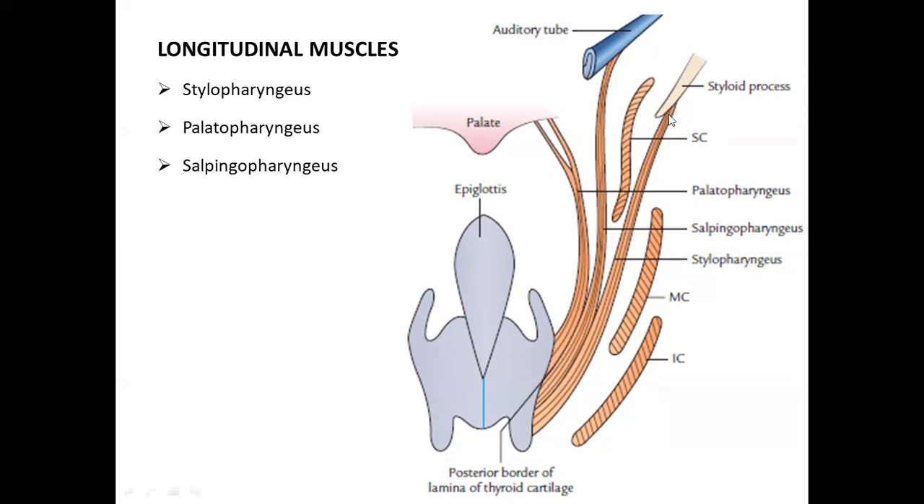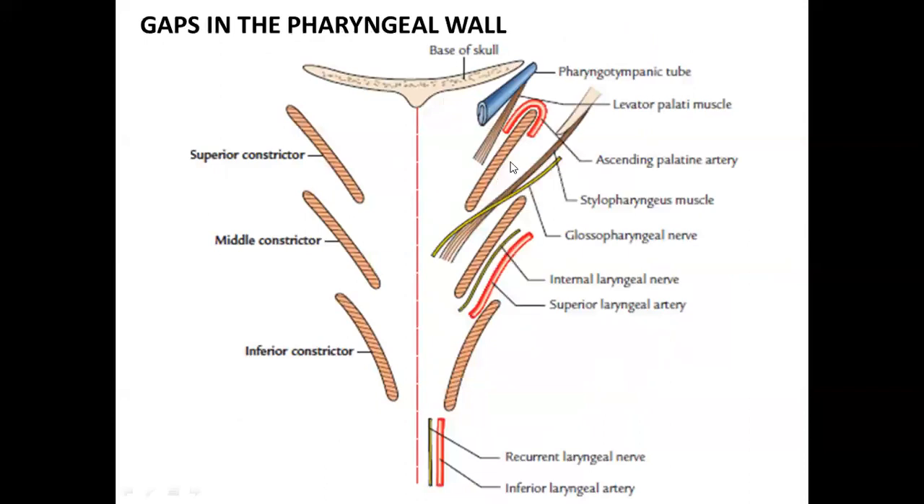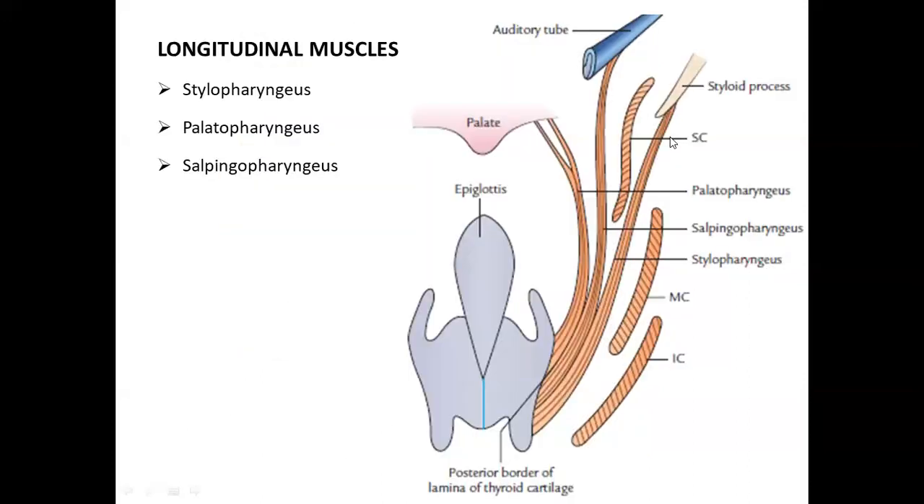Whereas this muscle, that is the stylopharyngeus muscle. The stylopharyngeus muscle is a muscle that was passing from where? It was passing from the gap between the superior and the middle constrictor. The stylopharyngeus muscle is the only muscle in the body that is supplied by the glossopharyngeal nerve. Another viva question. So the glossopharyngeal nerve supplies only one muscle in the body, that is the stylopharyngeus.